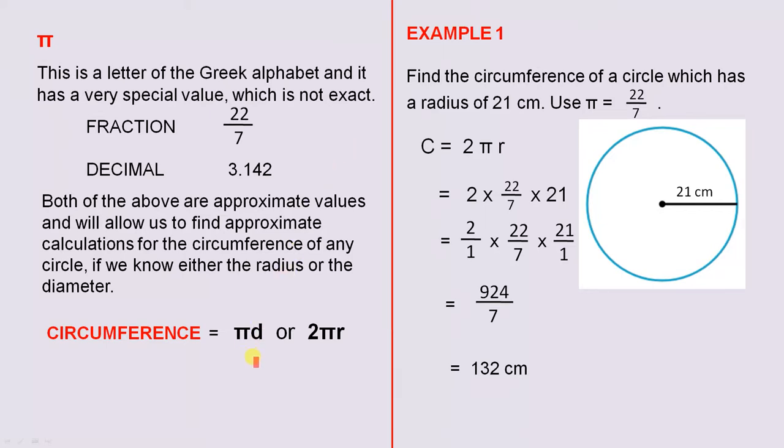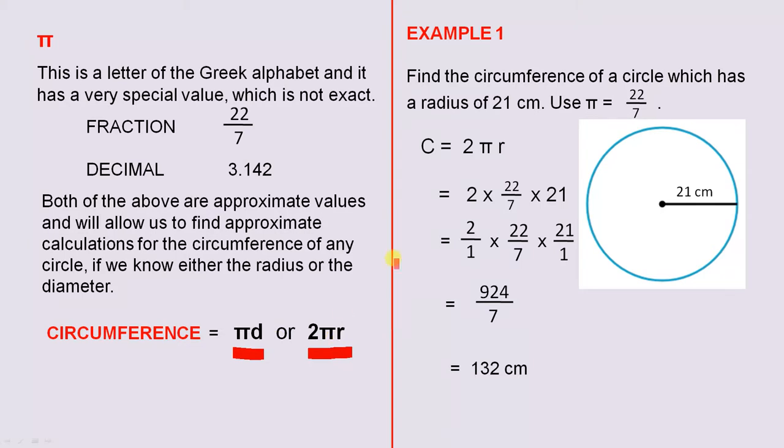Now this is the formula for the circumference of a circle. The circumference of a circle is either pi d or 2 pi r. So they're both exactly the same, because remember, the diameter was 2 times r. So you can use either of those to find the circumference of a circle.